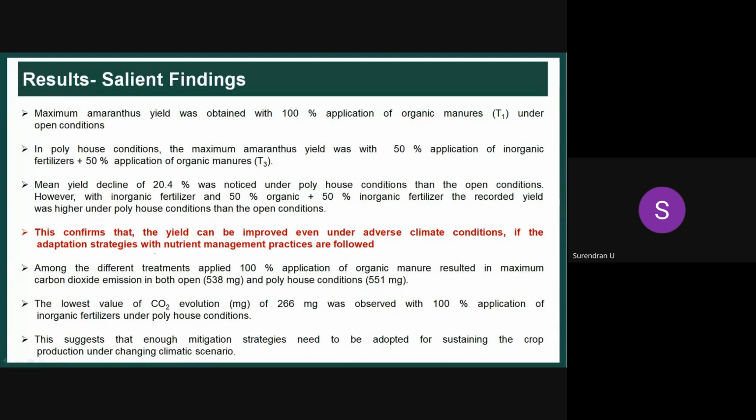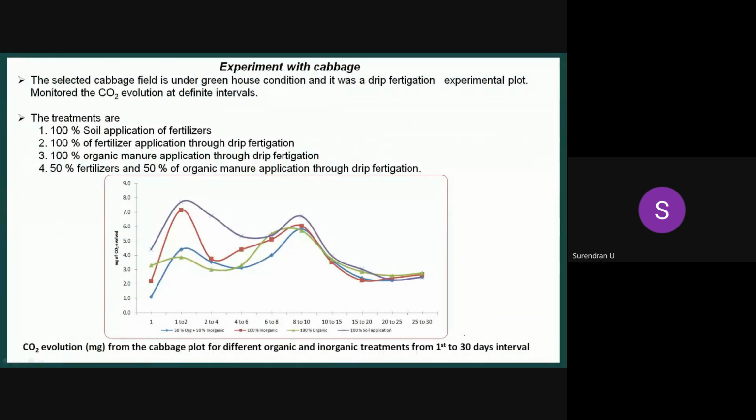But if you go with a combination of organic, inorganic, as well as mulching, we found that the yield reduction can be minimized. This means that under adverse climatic or extreme conditions, if nutrient management or water management practices are followed, you will be able to sustain the crop. Our findings showed that mitigation strategies along with adaptation strategies need to be adopted for sustaining crop production under a changing climatic scenario.